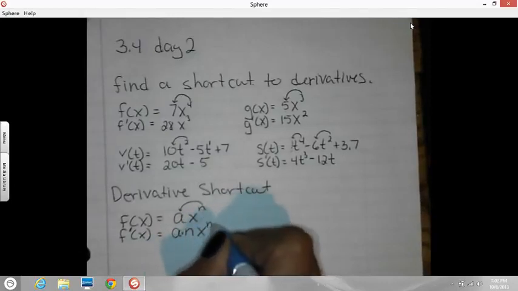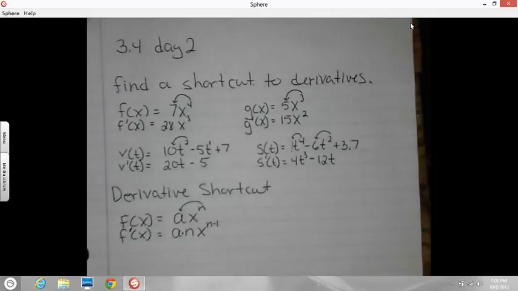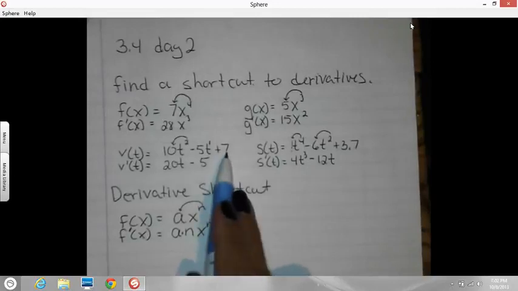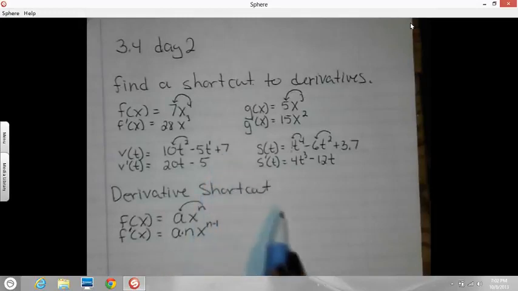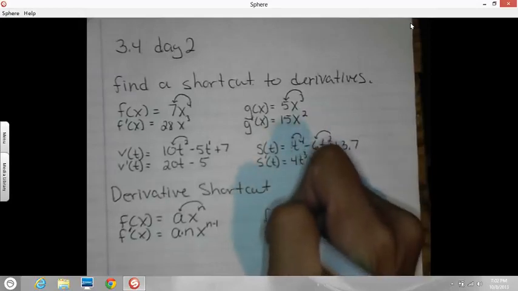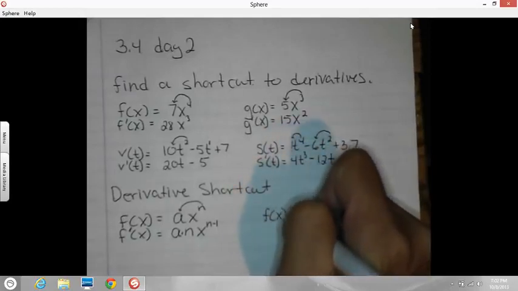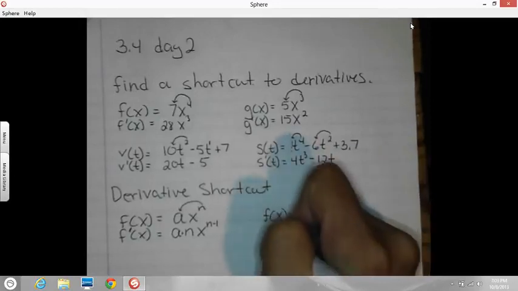And then the other thing to remember is that the derivative of a constant is 0. And the reason that is because a constant function is a horizontal line, and the slope on a horizontal line is 0. So if the function is a constant, then the derivative is always 0.